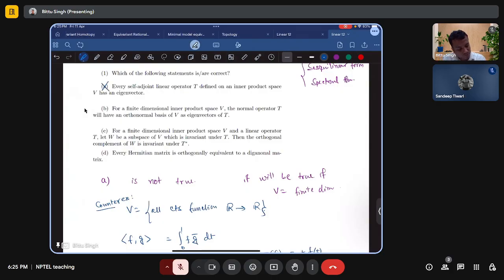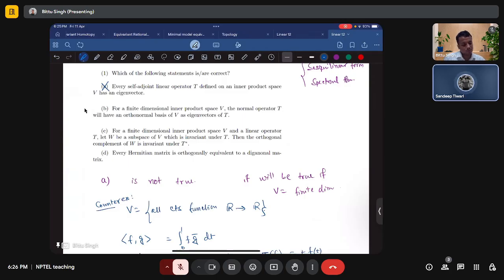A is false. Now, what about B? For a finite dimensional inner product space V, the normal operator T will have an orthonormal basis of V as eigenvectors of V. Sir, this is false in the case of real, it will fail.